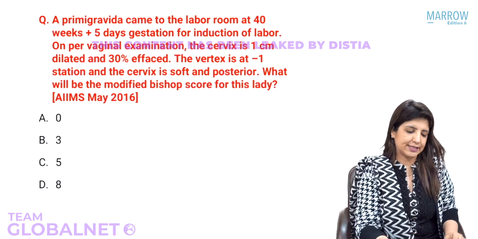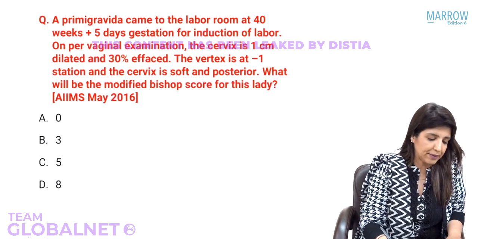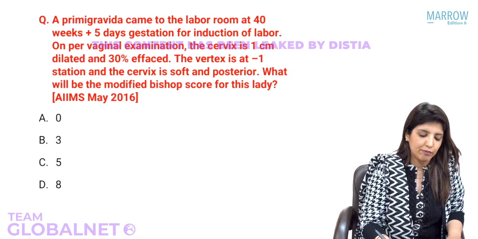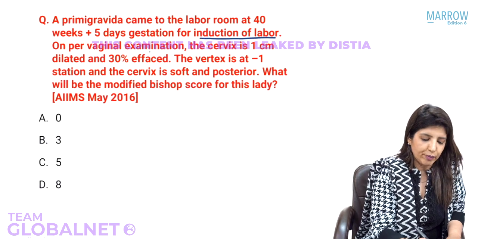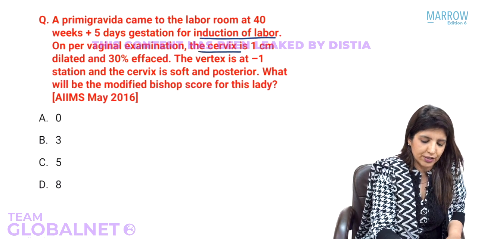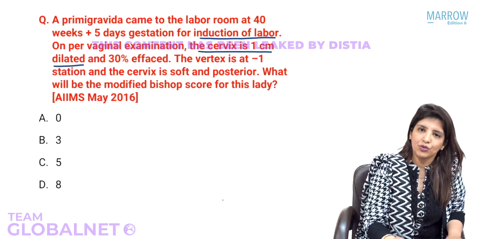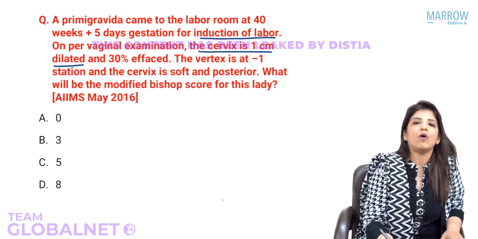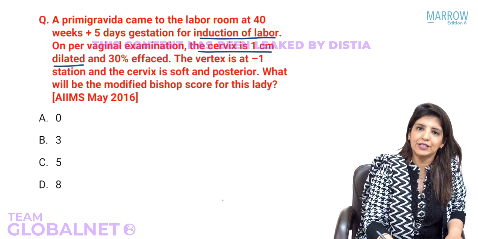Now let us do these examples. This was a question which had come in AIIMS May 2016. A primigravida came to the labor room at 40 weeks plus 5 days gestation for induction of labor. On per vaginal examination, her cervix is 1 centimeter dilated. Right? So tell me, what score are you going to give her for dilatation?